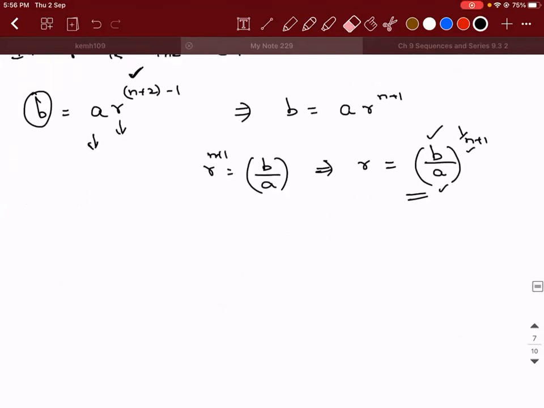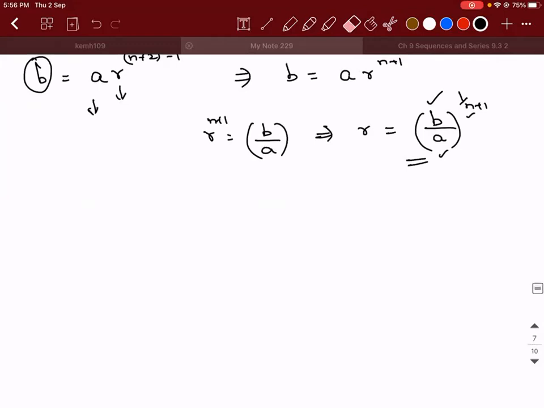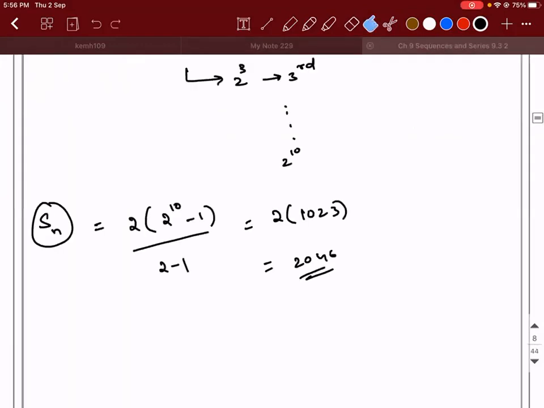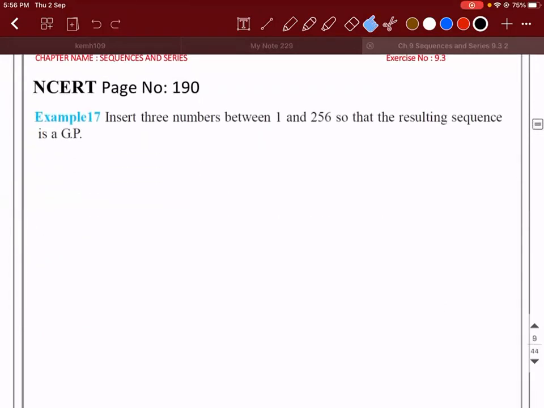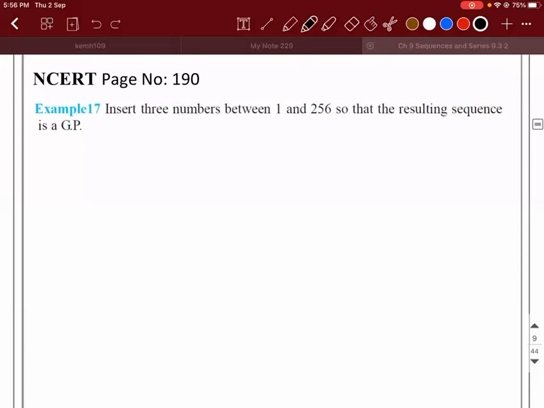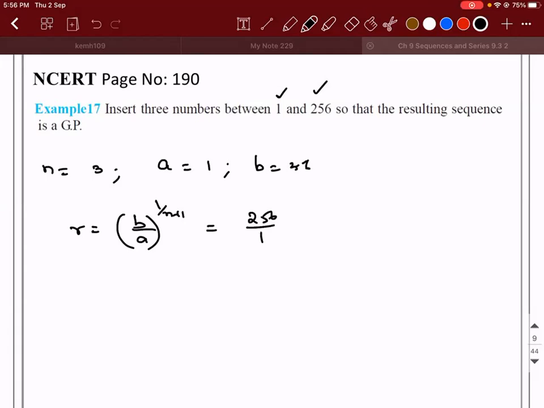So R is equal to B by A the whole power 1 by n plus 1. Shall we do some problem based on this? Insert 3 numbers between 1 and 256 so that the resulting sequence is a GP. How many geometric means are you supposed to introduce? 3. So n is 3, A is 1, B is 256. So what is the value of R? B by A the whole power 1 by n plus 1. 256 by 1 the whole power 1 by 4. So 256 power 1 by 4 is 4. So R is 4.